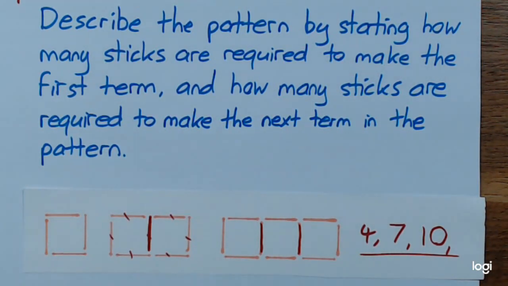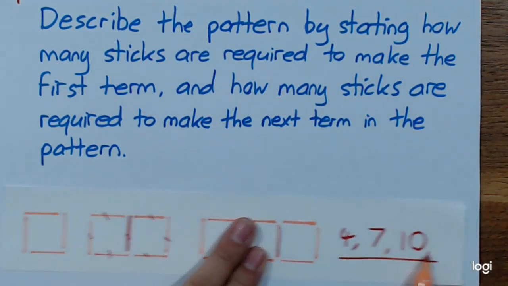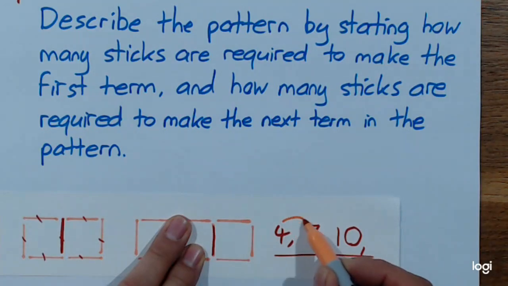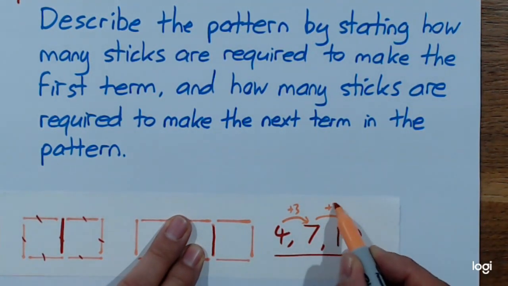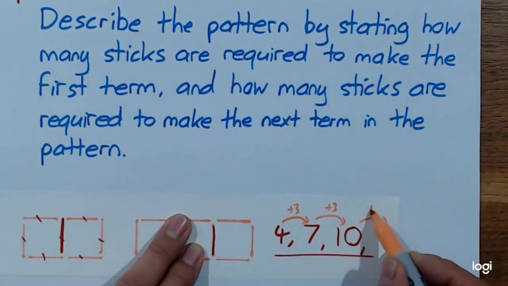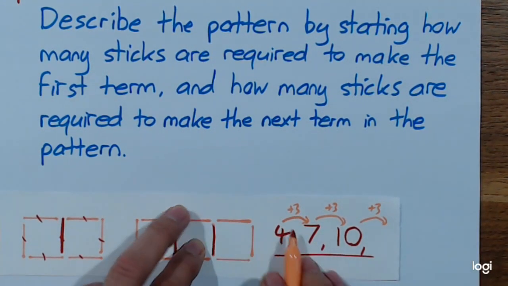And this is where going back to the number patterns helps. Now that you've got a number pattern, you can look for a common difference. 4 plus 3 is 7. 7 plus 3 is 10. So the next one would probably be 13, right?